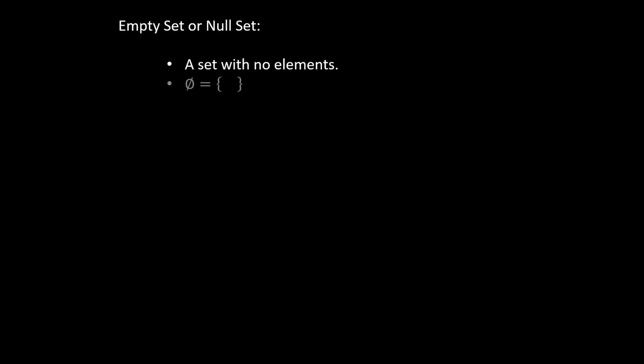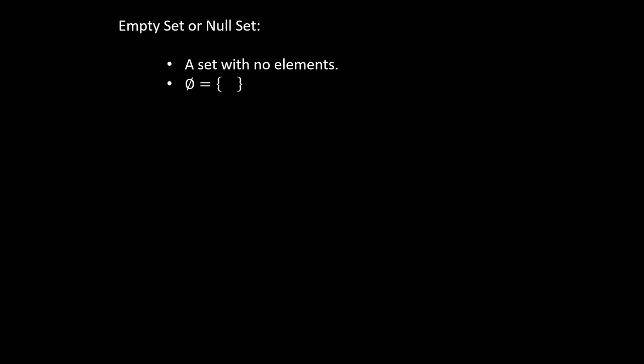A set which does not have any elements can be called an empty set, which is also called a null set. A null set can be represented by using a symbol phi, or you can represent the null set by using two braces without having any elements in them.